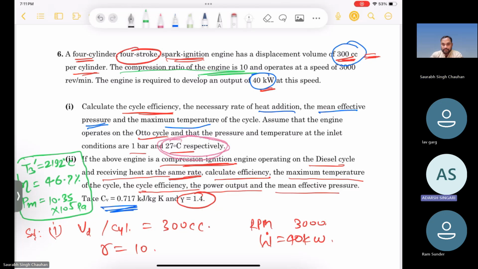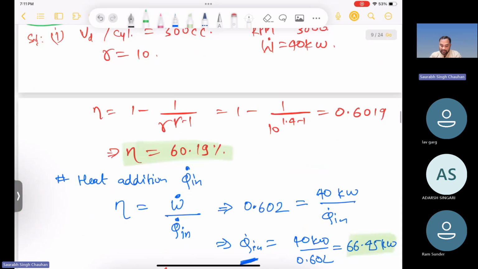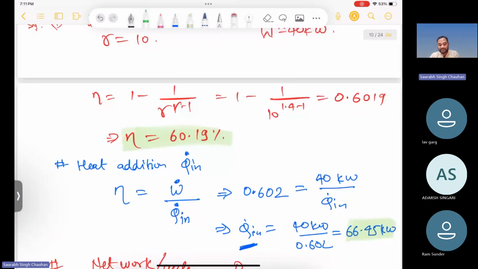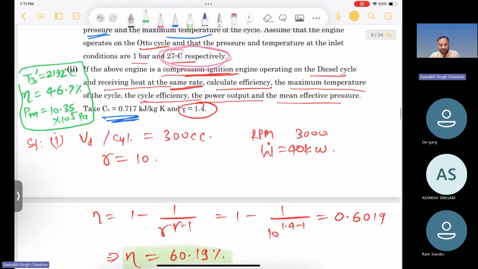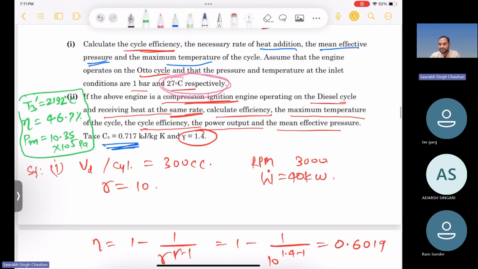Then, with a compression ratio of 10, diesel is less efficient than the Otto cycle. The efficiency of the Otto cycle will be greater, right? So for the Otto cycle, what efficiency did you get? We got 60% efficiency. In the diesel engine, the answer I have is 46 point something. So this is less, so this seems okay.